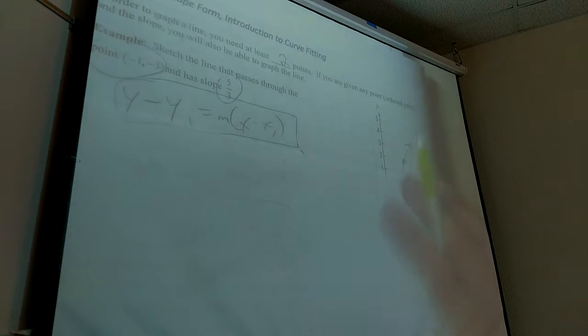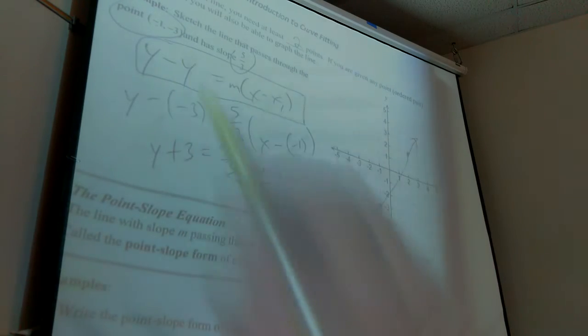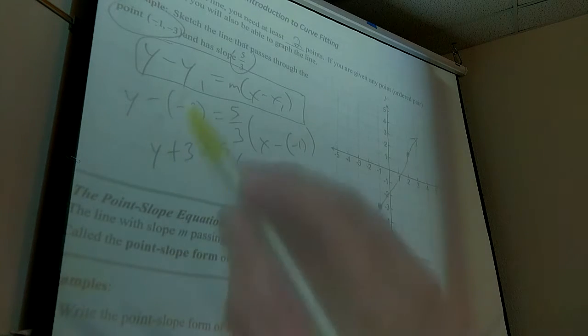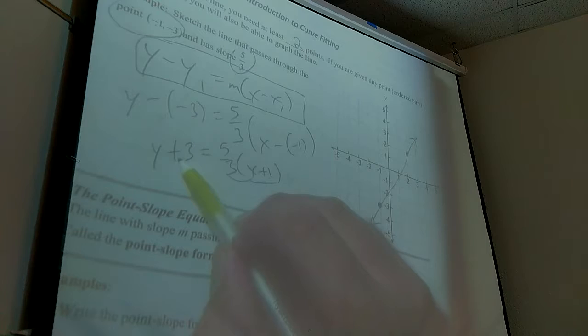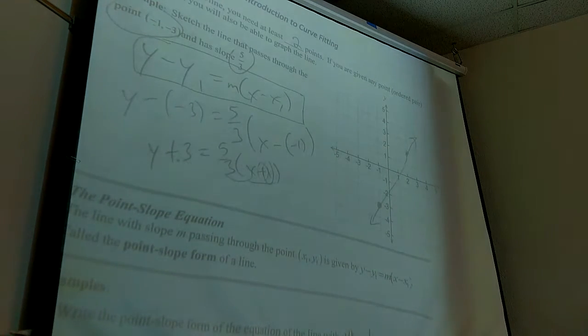Because look what happened here. What was the point we went through? -1, -3. Look at the equation we got. It's got a +1 and a +3 there. Why? Because minus and negative made it plus. So when I see a plus, I knew there must have been a negative value there. So that's the negative part of the point.